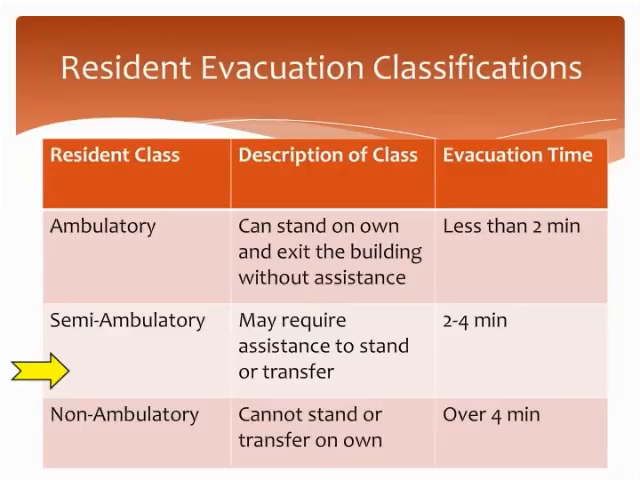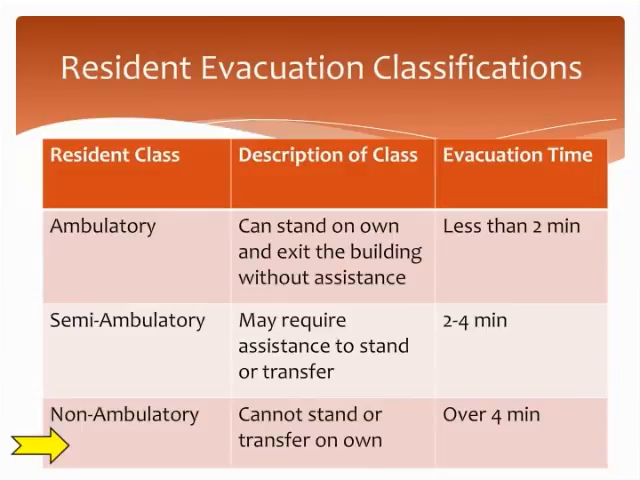A resident classified as semi-ambulatory may require some assistance with standing or transferring, but will be able to exit the building largely on their own. Residents in this class may have assistive devices, as mentioned in the previous class, but also may be in a wheelchair where they would be able to wheel themselves out of the building. A semi-ambulatory resident would be able to evacuate in 2 to 4 minutes.